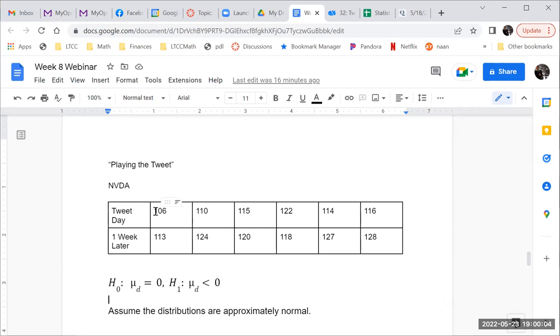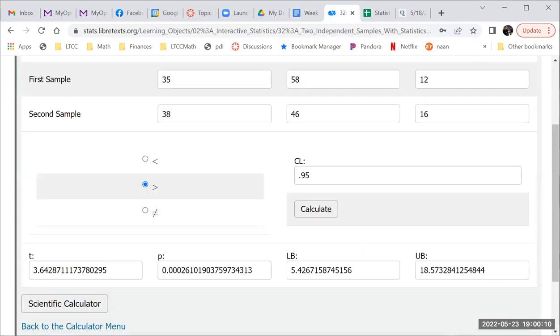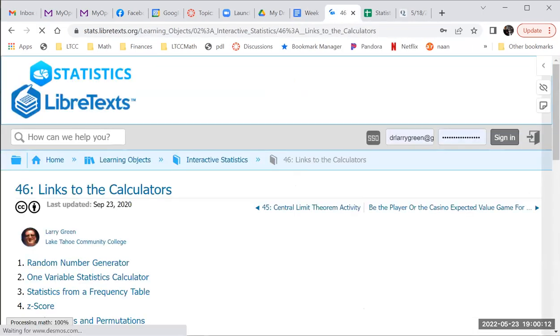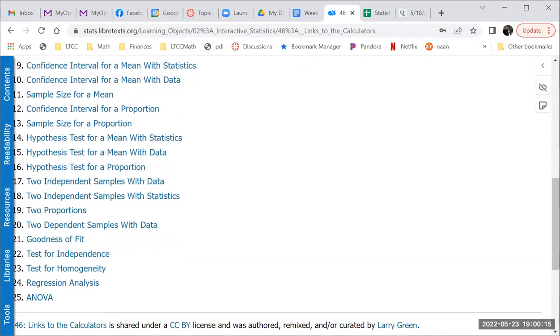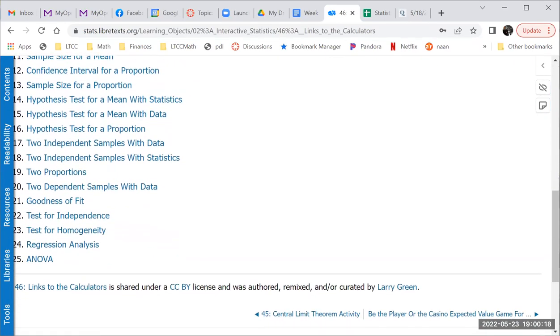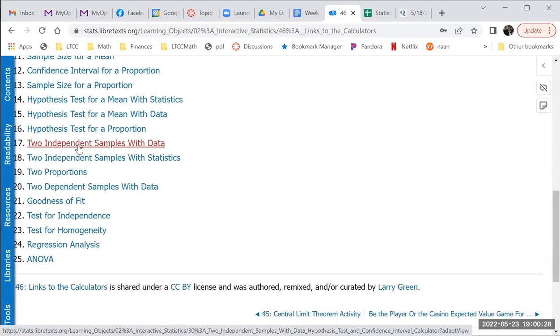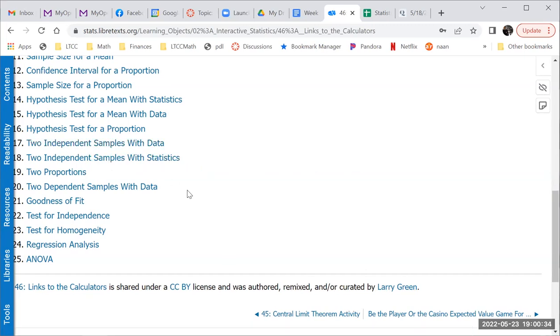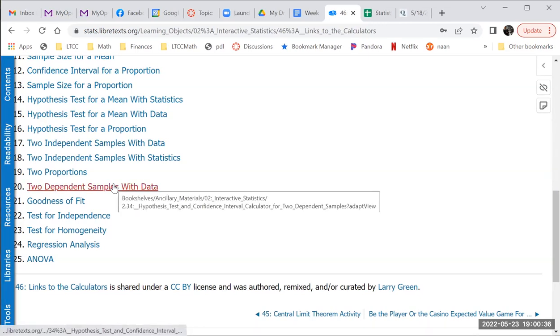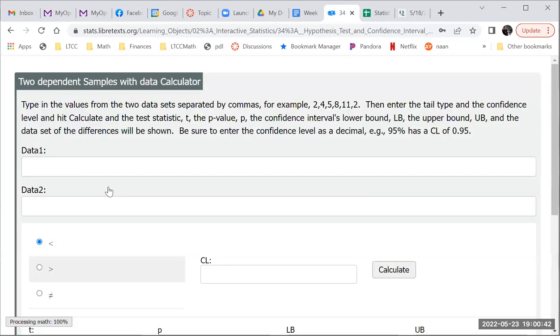Okay. So what I do is I have to go to the correct calculator. And what do I go to? 17? 20? Okay. Are these independent? No, they're dependent actually. Then it can't be 17. Okay. 20 it is. Does that make sense? 2 dependent samples with data. So I click on that.